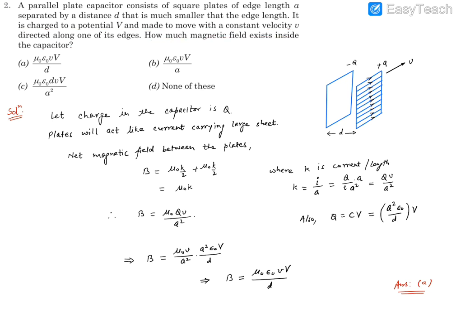That's the question. So let's consider these are the two plates of the capacitor, which are large plates, and the separation between them is d, which is smaller. The edge length of this square plate is a, and let's say these plates are moved in this direction, parallel to this edge, with a constant velocity v.